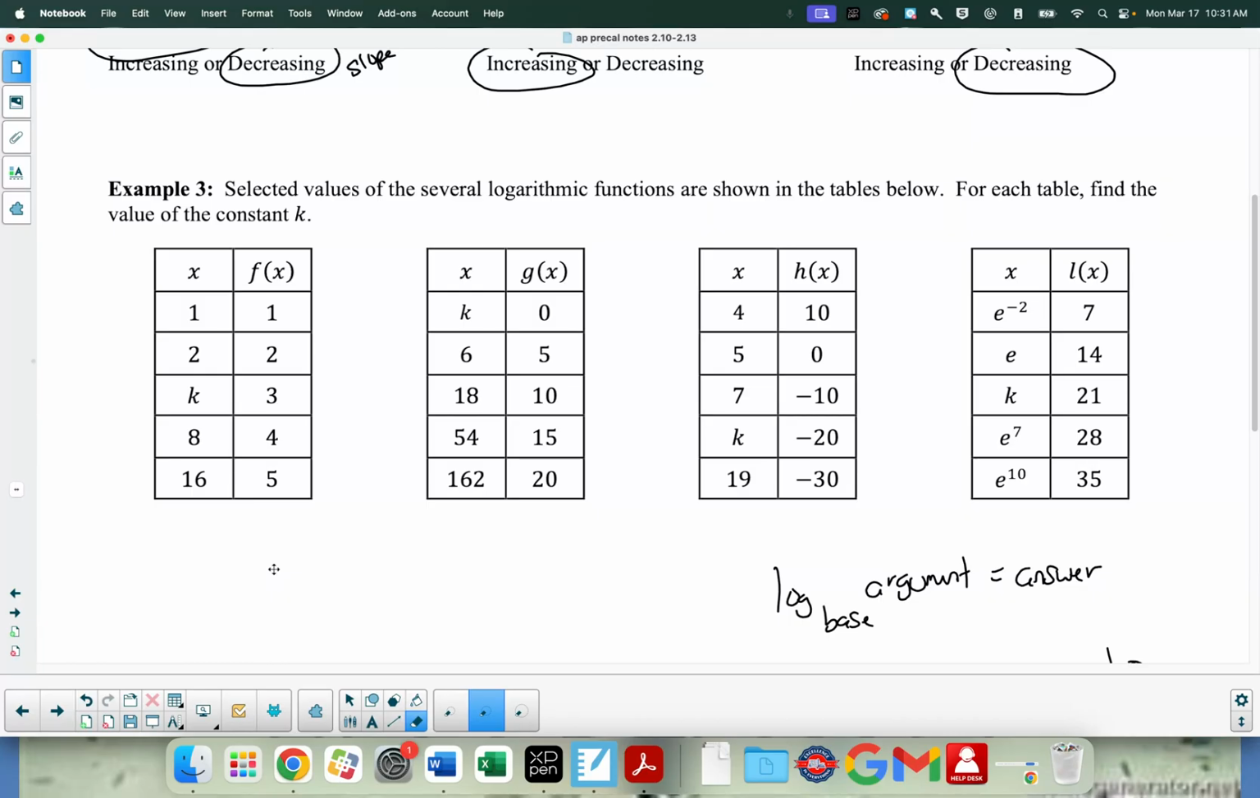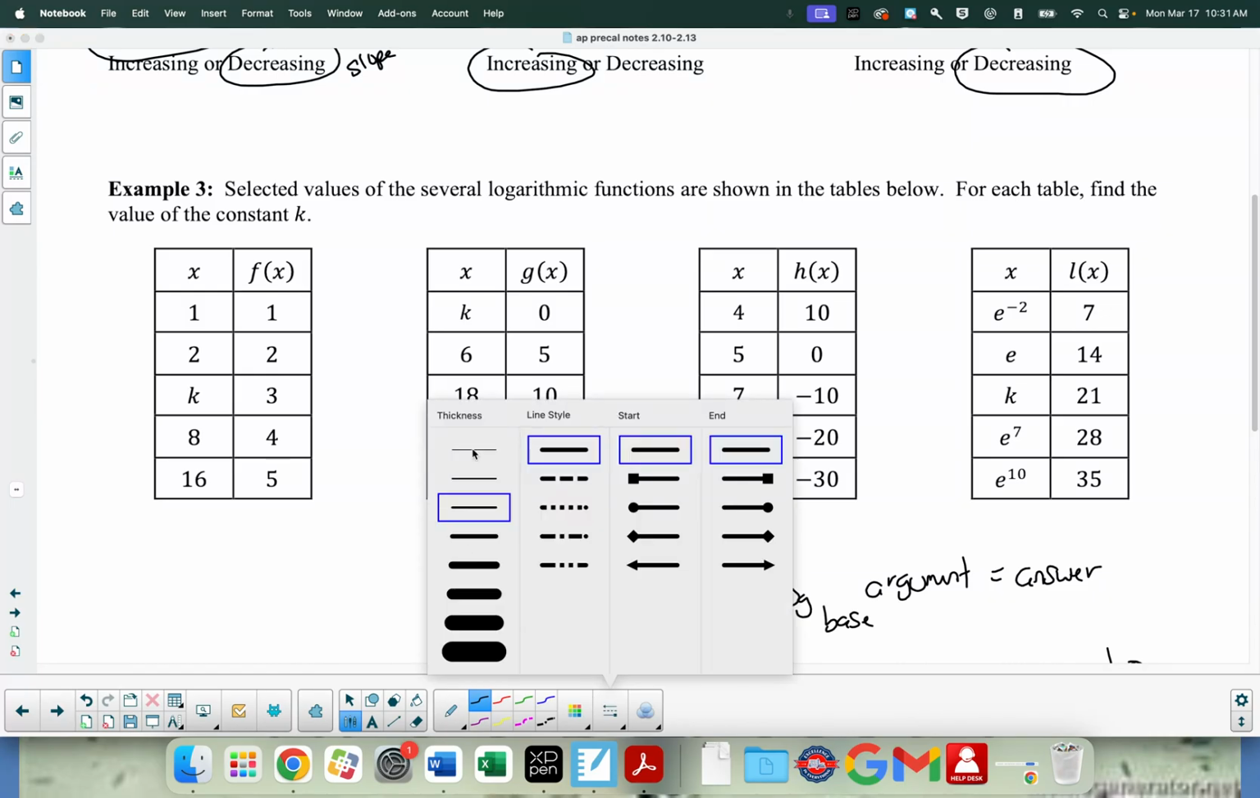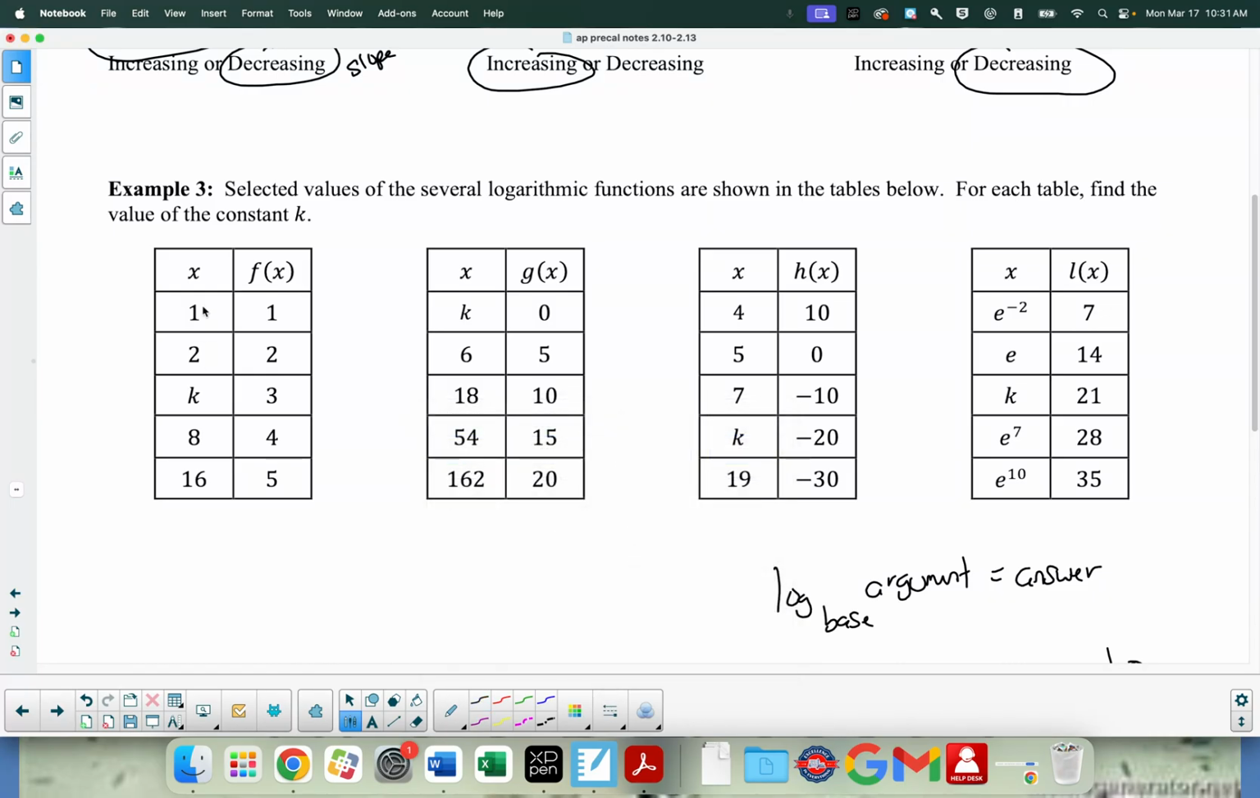Okay, and I know I'm going kind of fast, but I'm trying to make the video short so you can pause and do what you need to. Okay, so we already know that these are log functions. That specifically means that the x's are increasing multiplicatively, right? Which means they are being multiplied by the same thing every single time.